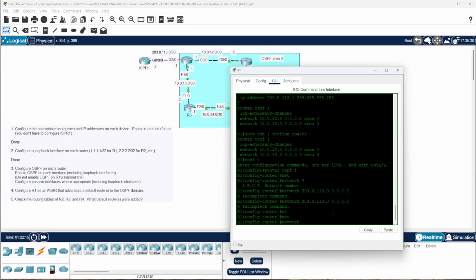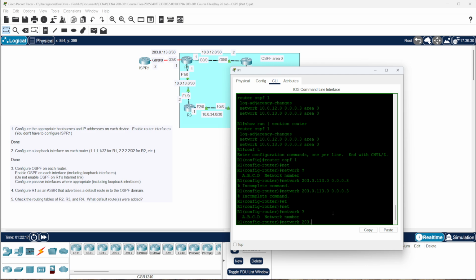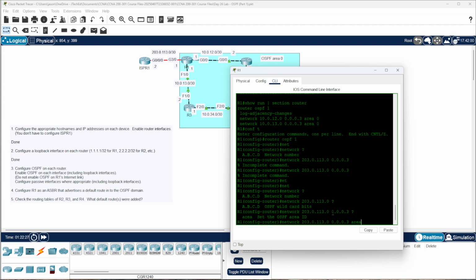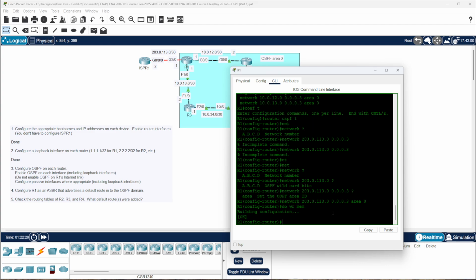Network 203.0.113.0, OSPF, 0.0.0.3. We got 0. There we go. Okay. So do I have to do something with the interface itself? Like it said specifically that.